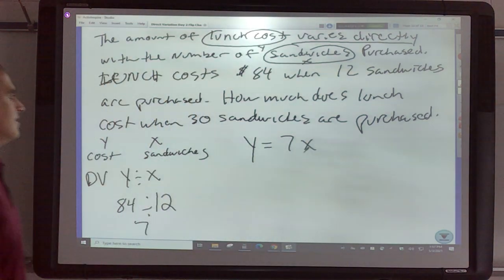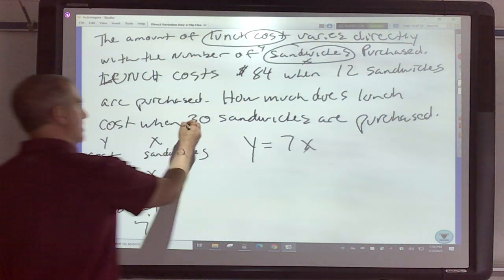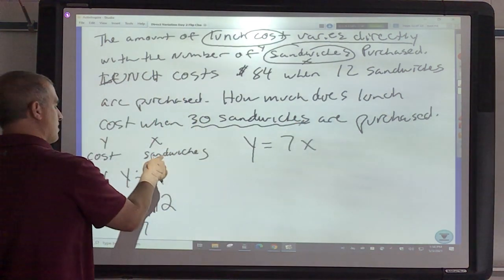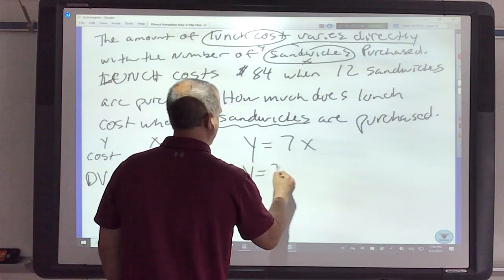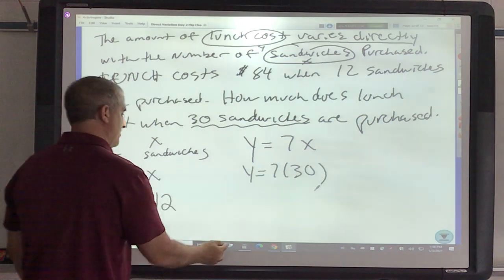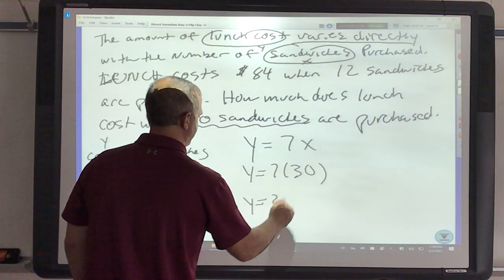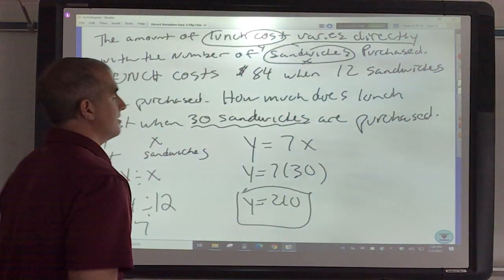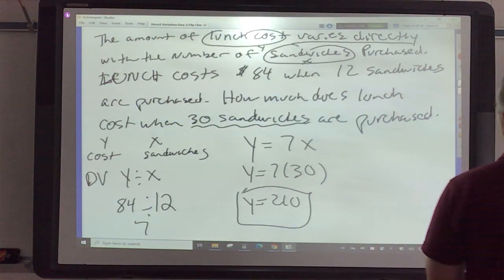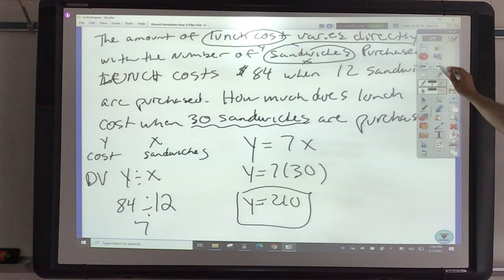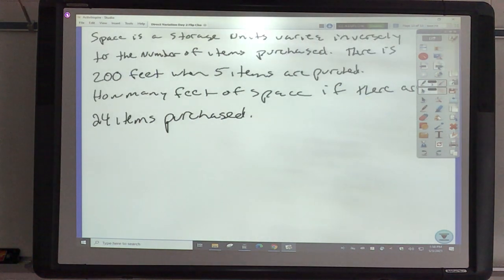Now it says how much does lunch cost when they give me 30 sandwiches? Well, what is the 30 going to be? It is going to be for x. So 7 times 30 is 210. Like I said, sometimes writing that down makes it easier. Just write that stuff out. It will sort of lay out your whole problem for you.